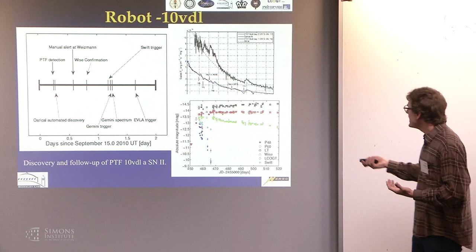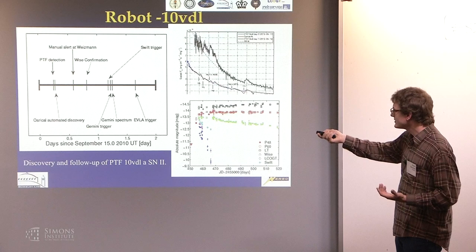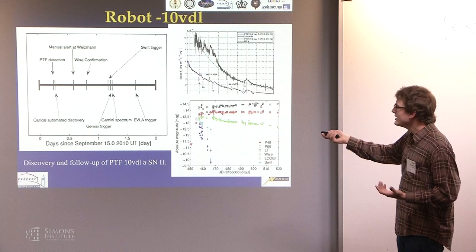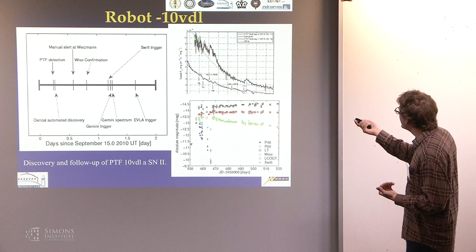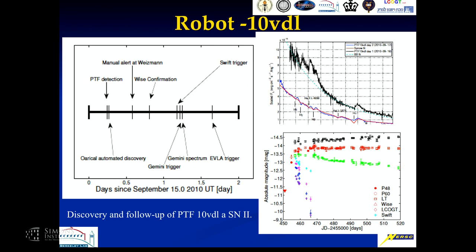Within just less than one day after the first data was taken on the telescope, telescopes all around the world had been triggered to get more data of this object. And you can see what an amazing difference it made getting this object so early. This is a spectrum that was obtained early on in the evolution of this object, and here's a spectrum that was obtained just one day later.